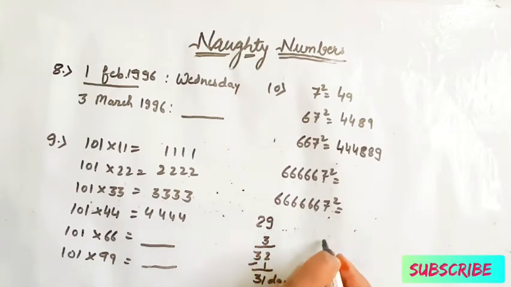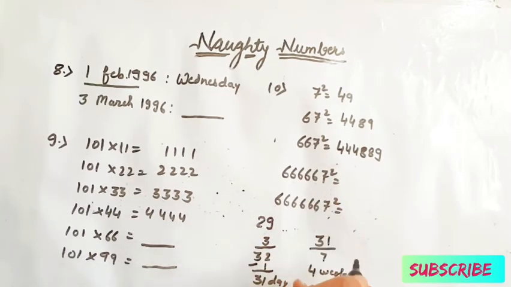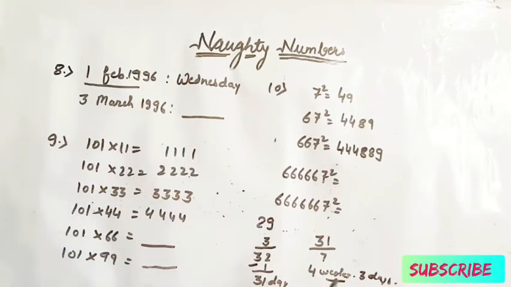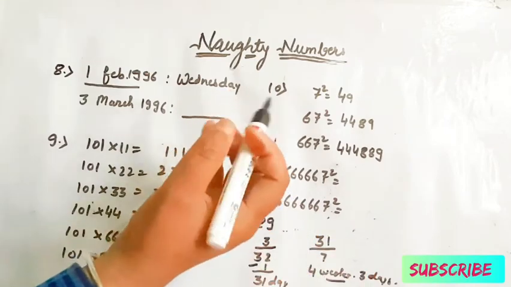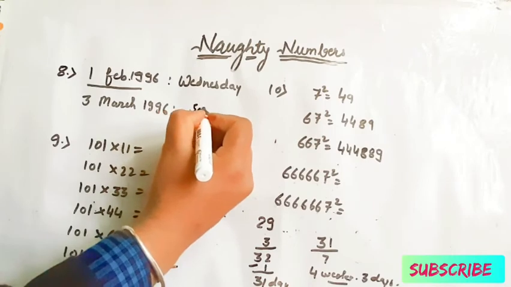Now, 31 divided by 7: 7, 4s are 28, so 4 weeks and then 3 days. So 4 weeks means there will be 4 Wednesdays in between, and then Thursday, Friday, Saturday. 3 more days are there. So 3 March 1996 will be Saturday.